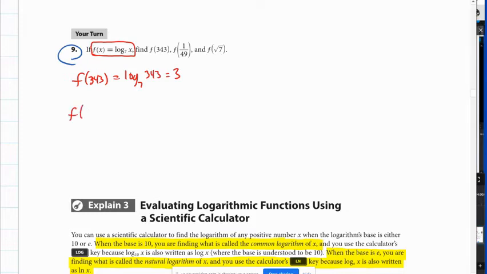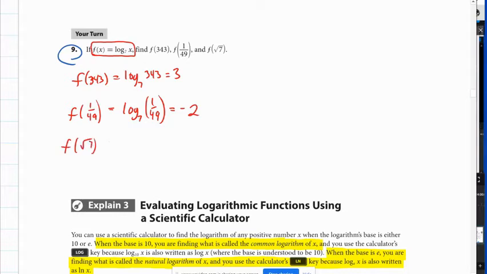To find f of 1/49th, that's log base 7 of 1/49th. So again, we're asking ourselves, what power would I have to raise 7 to get 1/49? And the answer to that is -2. We would square 7 to get 49, and if we raise it to a negative power, then it goes down in the denominator and becomes 1/49.